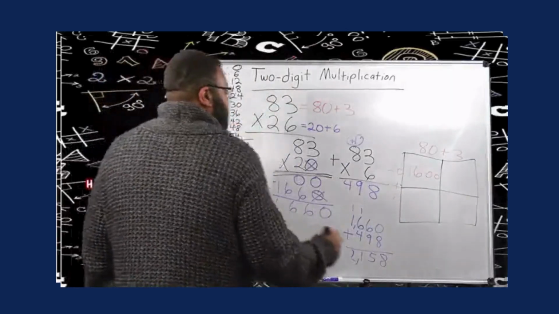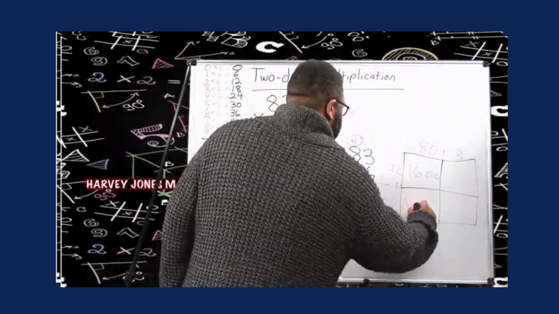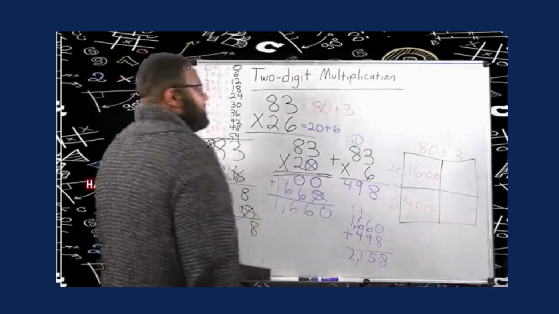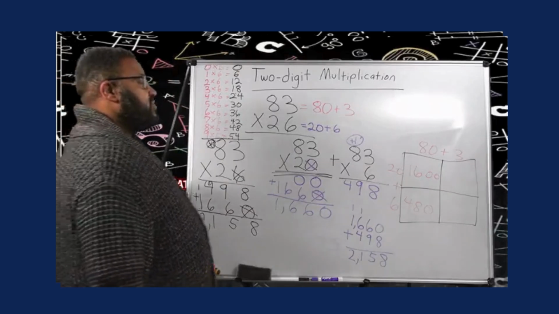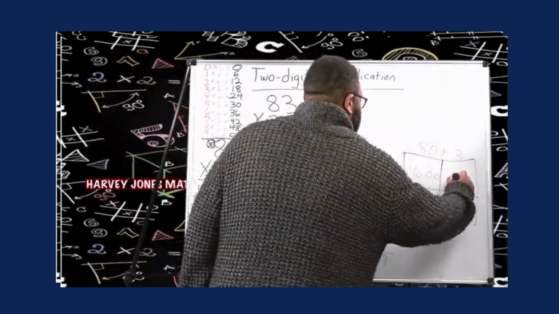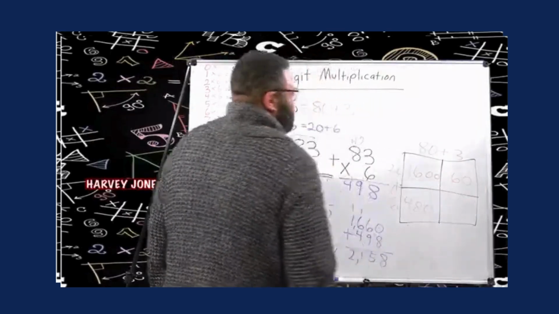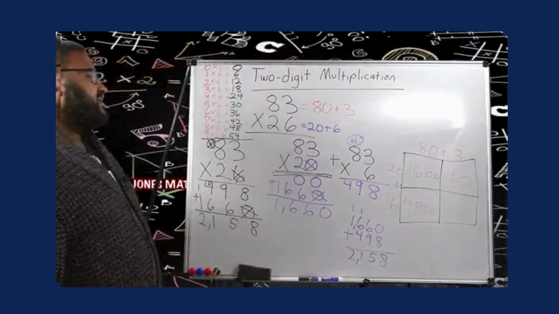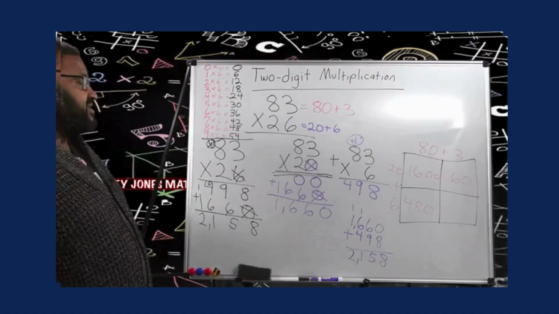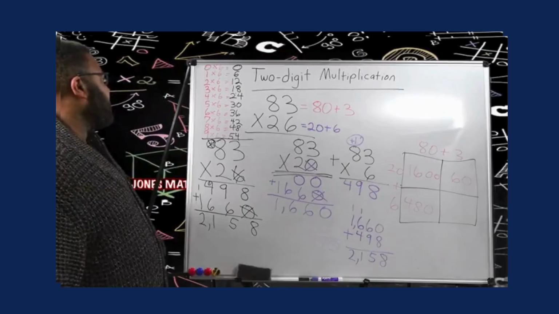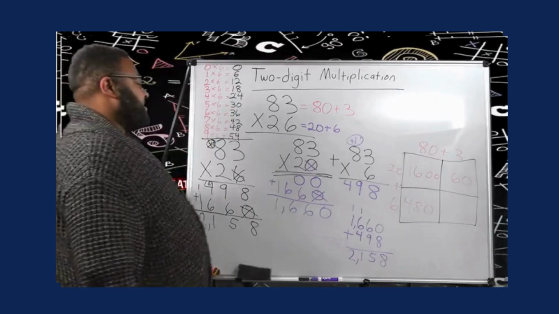That 48 keeps popping up. How many zeros? 1. 3 times 2 is 6. One zero, that's 60. So 20 times 3 is 60. You multiply, then you add. That's what multiplication is. And finally, 6 times 3. 6 times 3 is 18.